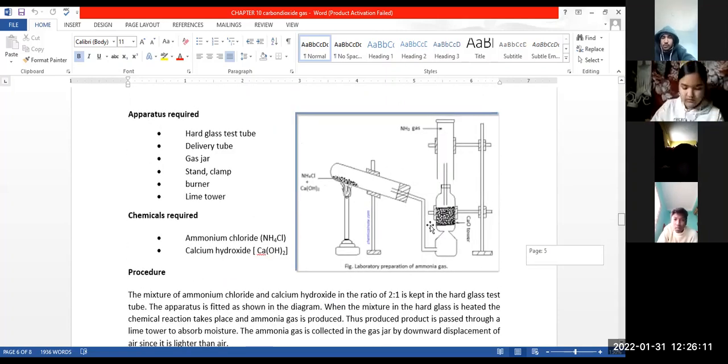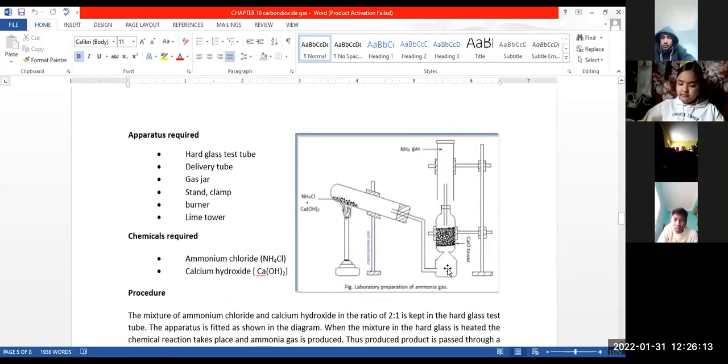ओके, अब यो डेलिभरी ट्युबबाट सँगसँगै पास भएर आयो लाइम टावरमा वाटर भ्यापर एन्ड ammonia gas. Water vapor on passing through the delivery tube, it becomes water, liquid water. Okay, water vapor condenses into drops, water drops. अब त्यो भ्यापर चिसो भएपछि के हुन्छ? वाटर ड्रप हुन्छ, हो कि होइन? हो भन्नुस्? Yes, sir. Yes, good.